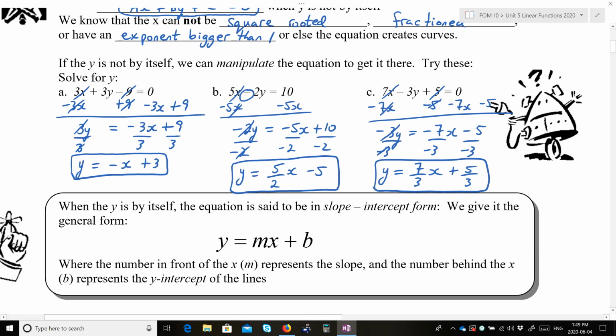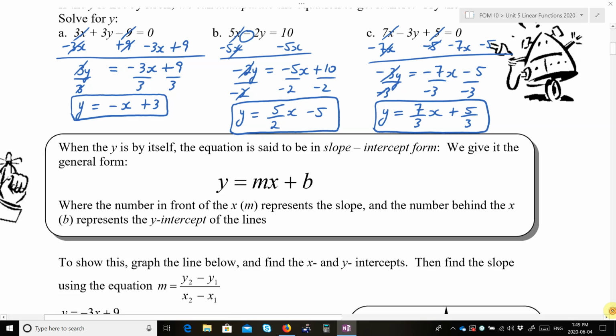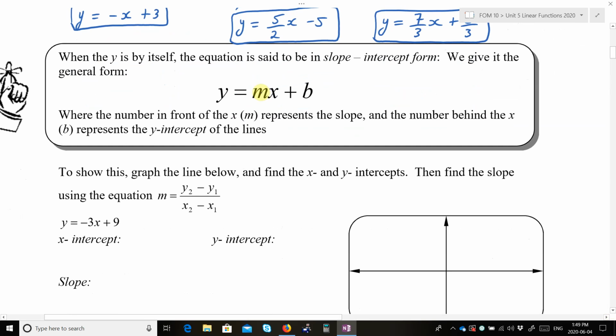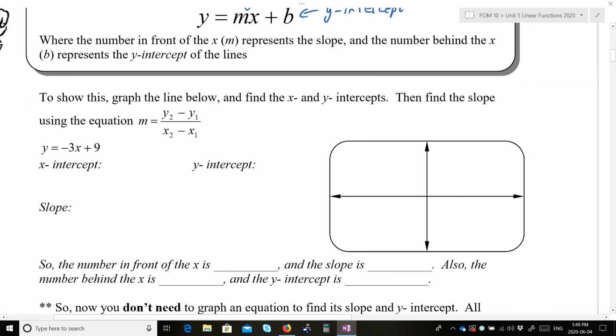When the y is by itself, the equation is said to be in slope-intercept form. We give it the general form y equals mx plus b, where the number in front of the x, m, represents the slope, and the number behind the x, the b, represents the y-intercept of the line. That's why it's called slope-intercept form. The m gives you the slope of the line, and b is the y-intercept, where the line crosses the y-axis. To show that this is true, we're going to graph the line below and find the x and y intercepts.